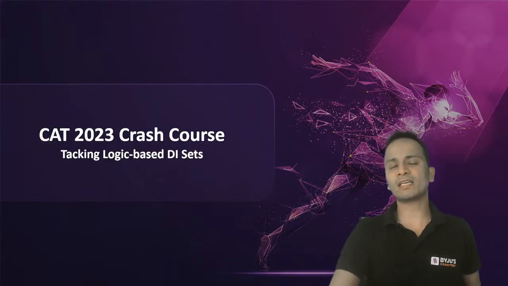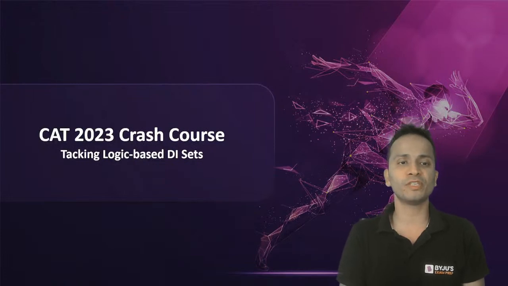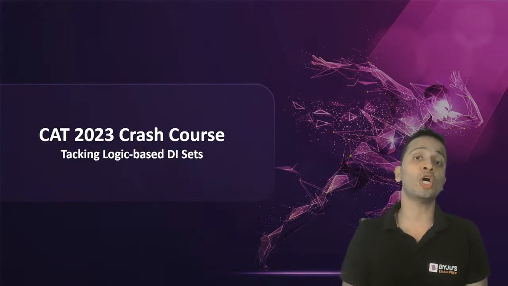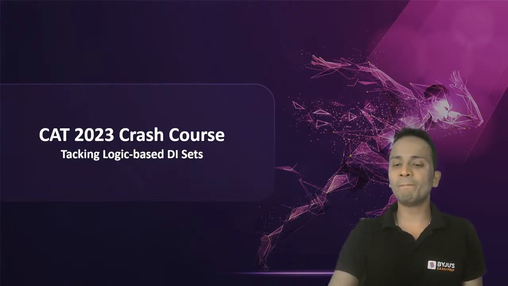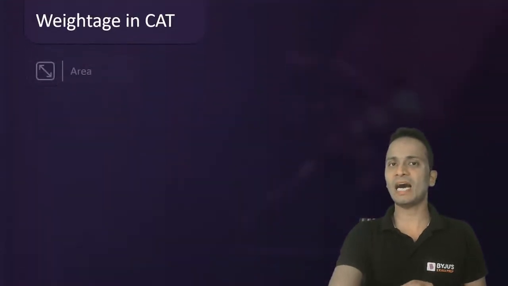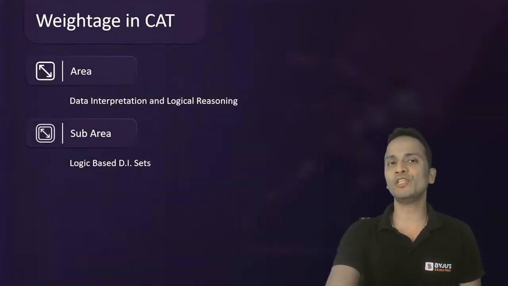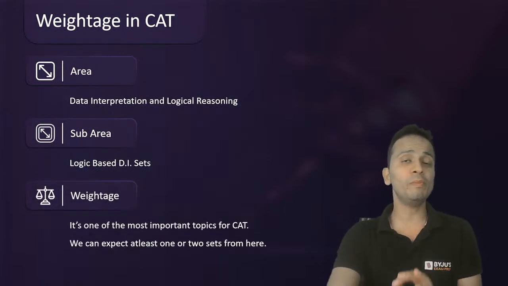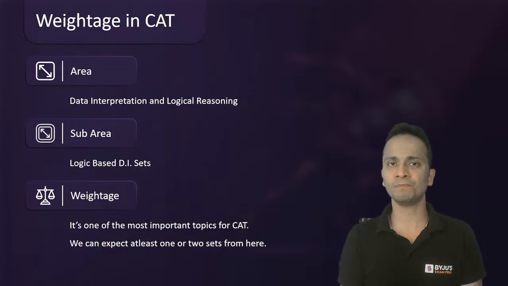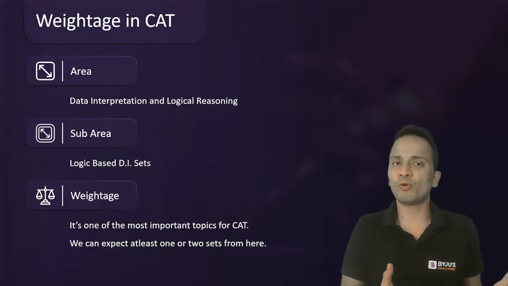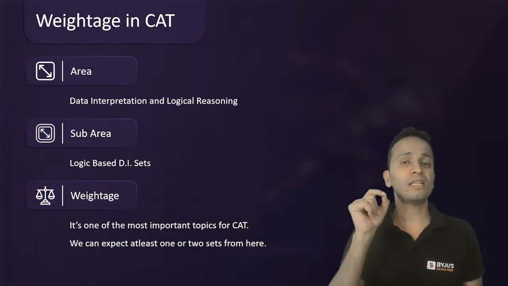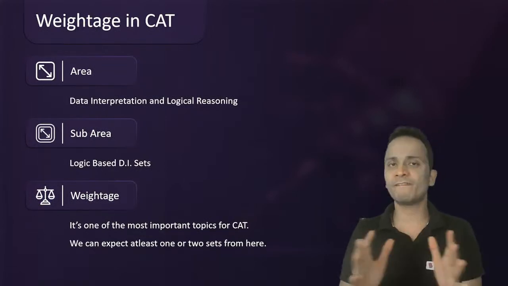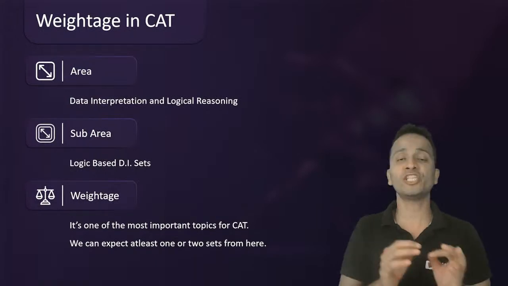So friends, today we are going to tackle two different sets of data interpretation, which are basically based on logic. So, logic-based data interpretation sets. Now, if I talk about the importance of this area, this is one of the most important things that will be there in your CAT examination. If you look at the track record of the last 4 or 5 years of the CAT examination, you will definitely notice that logic-based DI has the highest weightage among different topics of logical reasoning or data interpretation put together.